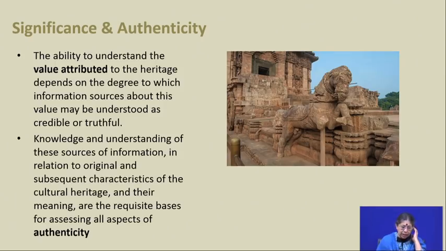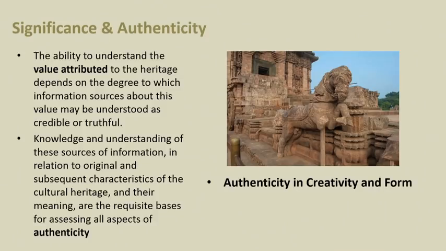The knowledge and understanding of these sources of information in relation to the original and subsequent characteristics of the cultural heritage and their meaning, is the requisite basis for assessing all aspects of authenticity. So, we must try to understand the important relationship between significance and authenticity. We will deliberate. Basically, the major points are authenticity in creativity and form. I think the way the horse has been propped up shows the creativity, because there could have been many ways to keep that.